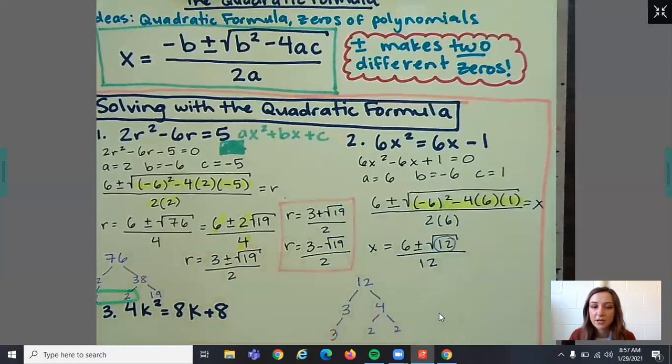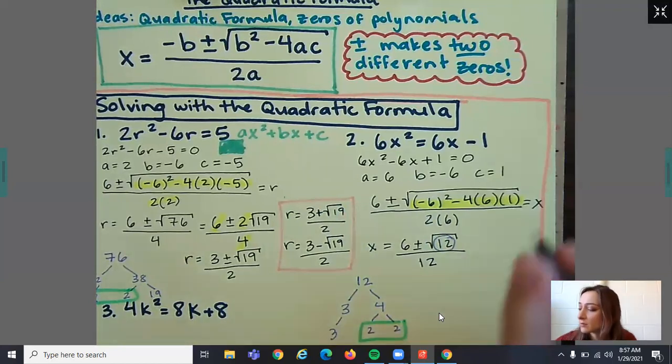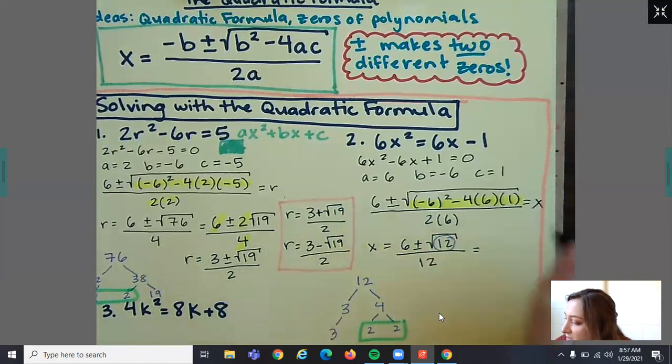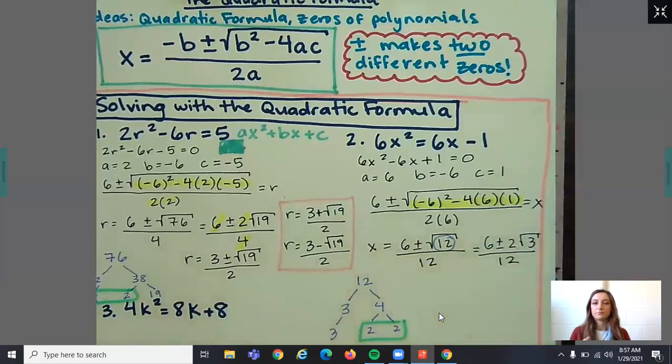And just bringing down the 3, you can see that the 2's are a pair, so I'm going to bring out a 2. But the 3, unfortunately, is all by himself, so he's going to have to stay inside of the radical. Poor, sad, lonely number 3. So we're going to have 6 plus or minus. The 2 is going to come out of the radical. The 3 is going to stay inside of the radical, and this is all going to be divided by 12.